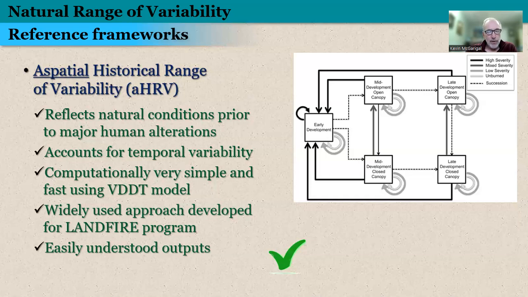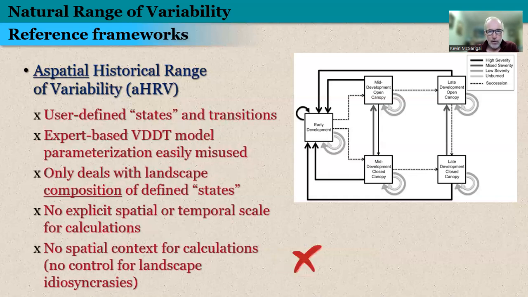It's also computationally very simple and fast, and in most cases uses a model known as VDDT to implement this. It can in fact be done in essentially real time, whereas a true HRV is a spatially explicit simulation and oftentimes can take days to weeks or even longer to run a single simulation. It's a widely used approach, and it was first developed for use in the Landfire program, which I had mentioned previously. And it produces easily understood outputs, because essentially we get a range of variation for each of the designated states or stages in the state and transition model.